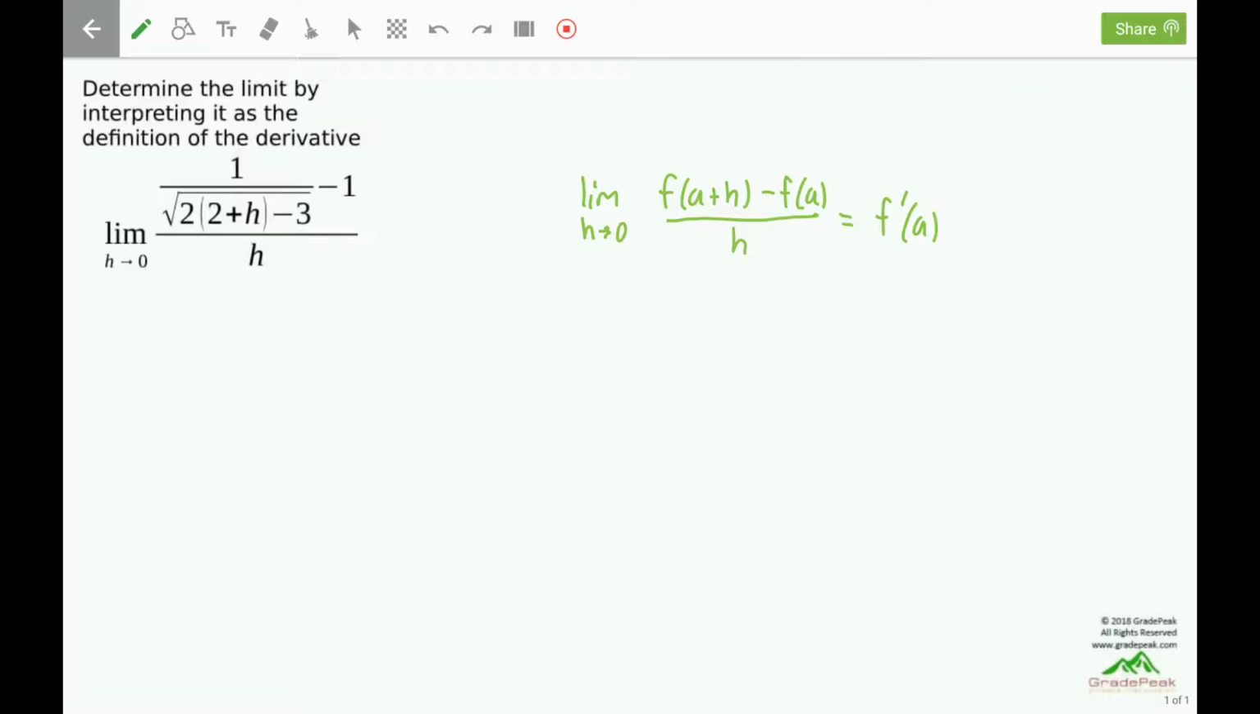In order to do that, we have to first determine f of x. And f of x is determined by comparing the f of a plus h to the f of a plus h term over here. And what we want to do is replace the a plus h with an x to give us back f of x. So if I take this a plus h out here and replace it with x, that will be f of x. This minus 1 here, this is actually f of a. We don't include that. So it looks like our f of x is 1 over the square root of 2 times x minus 3. 1 over the square root of 2x minus 3.